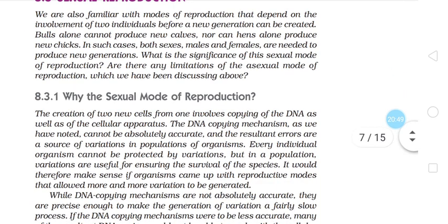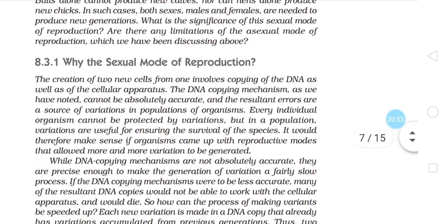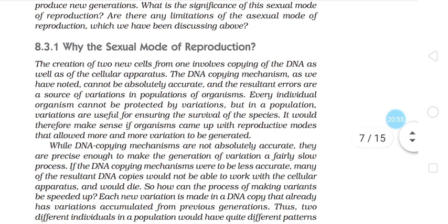Why the sexual mode of reproduction? The creation of two new cells from one individual involves copying of DNA as well as of the cellular apparatus. The DNA copying mechanism, as we have noted, cannot be absolutely accurate, and the resultant errors are a source of variation in populations of organisms.